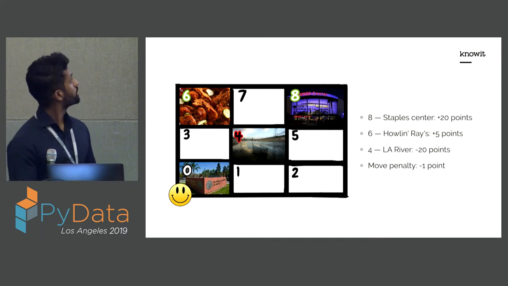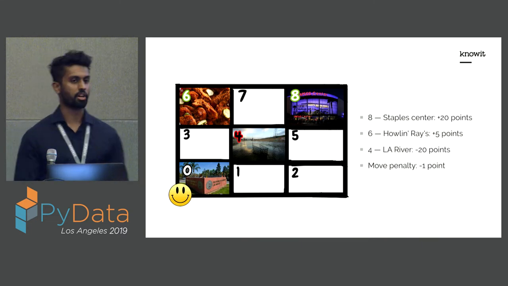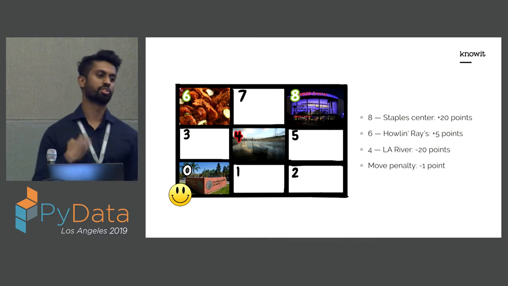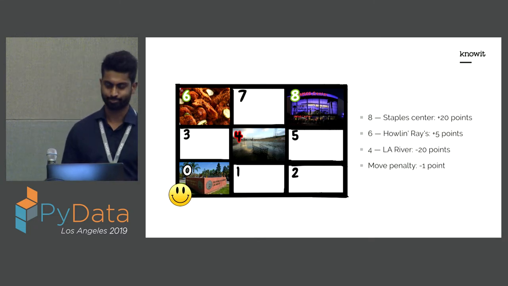Now squares 4 and 8, they're called terminal states. This is where an episode ends, and then you start again, a new episode.